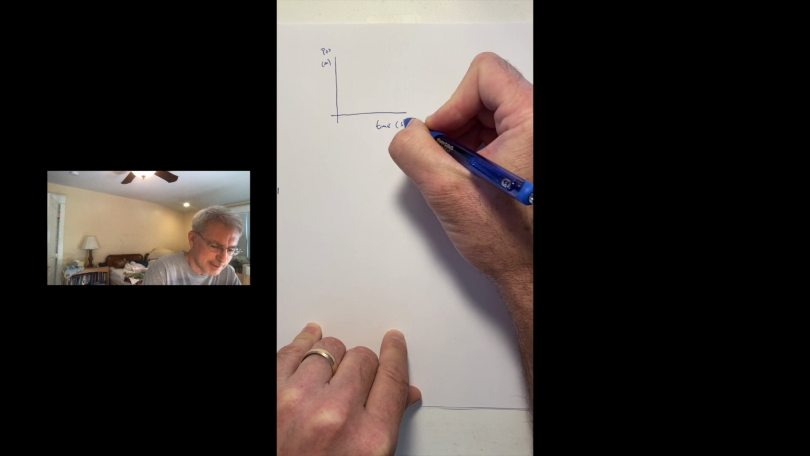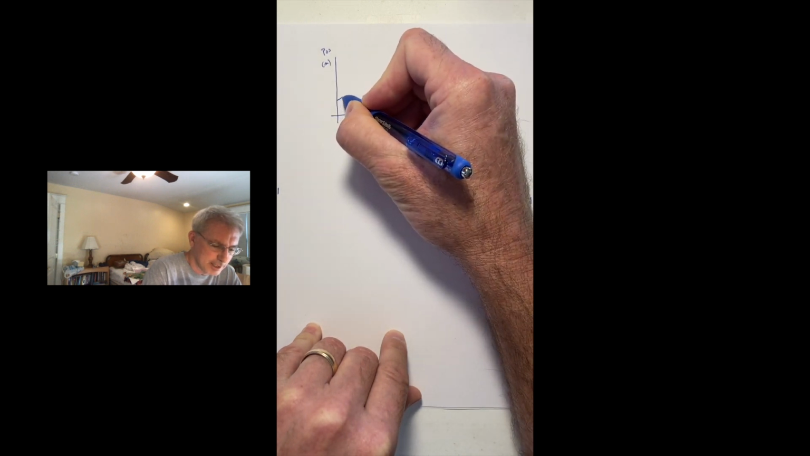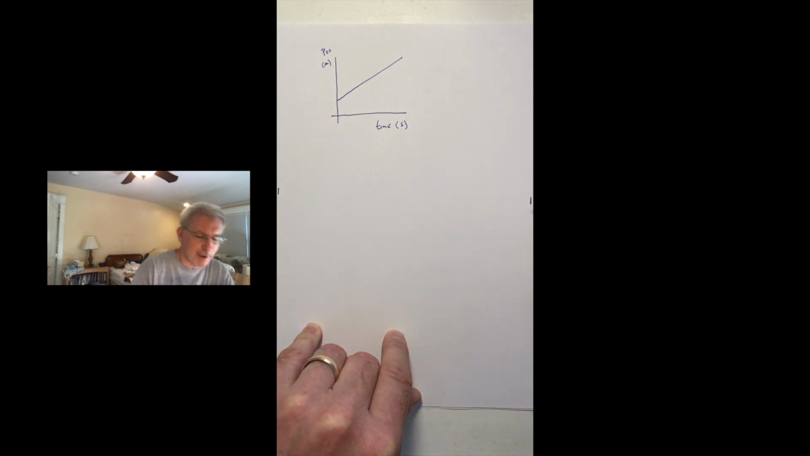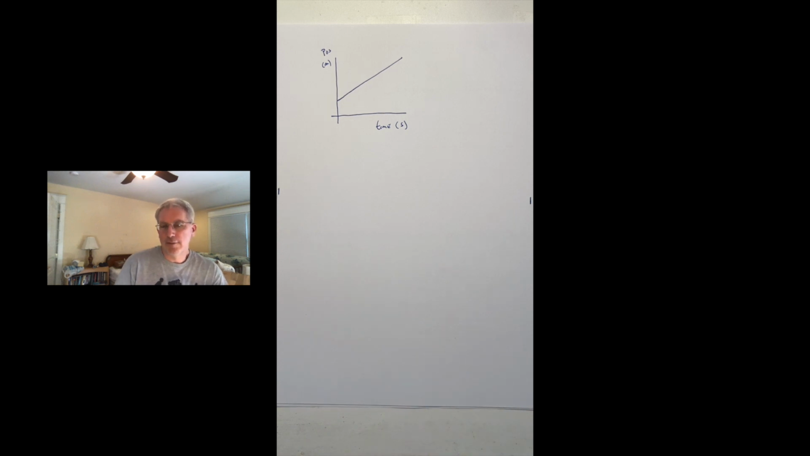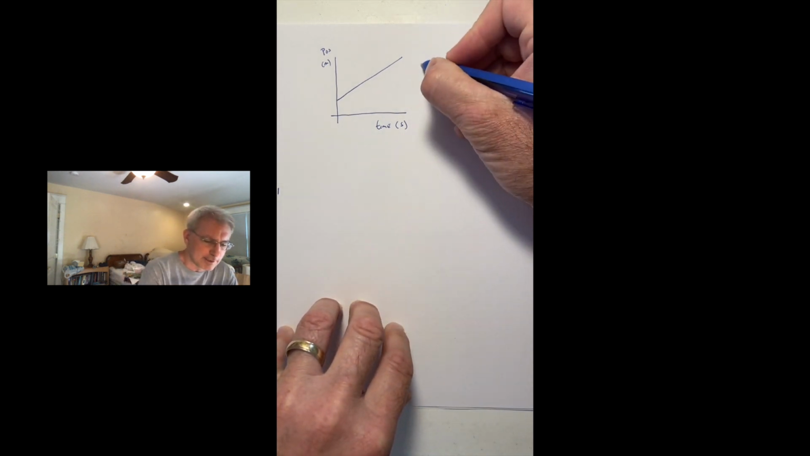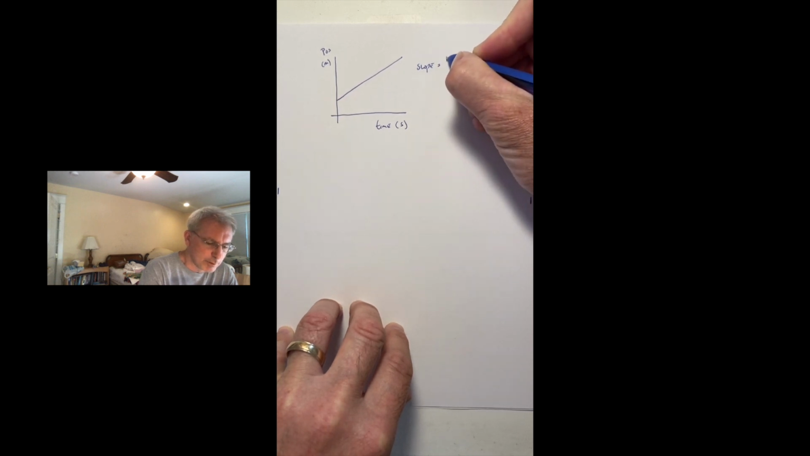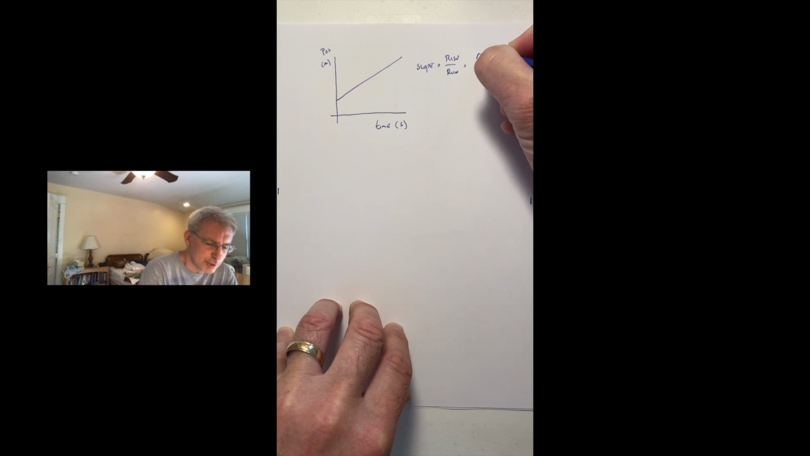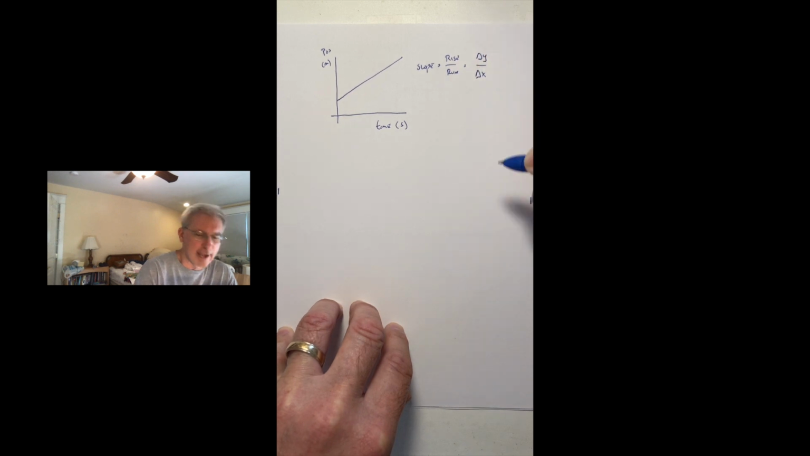Here's time in seconds. And like we saw in an earlier video, if I have a constant speed, I'm going to have a straight line position graph because my motion map would show that I basically cover the same amount of distance every second. So if I wanted to take the slope of that thing, that would be equal to your rise over your run, or your change in y over your change in x.